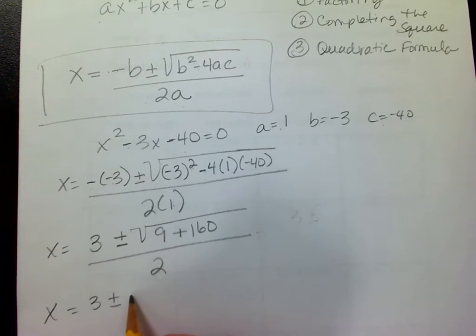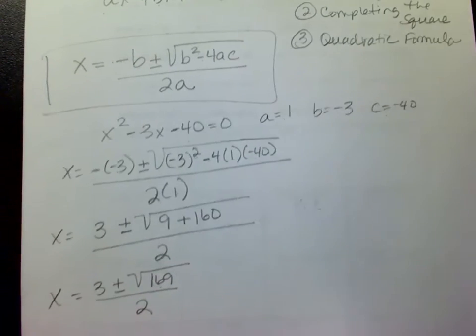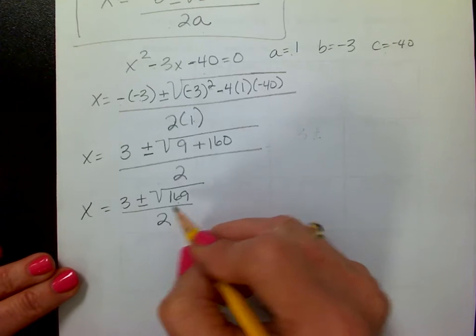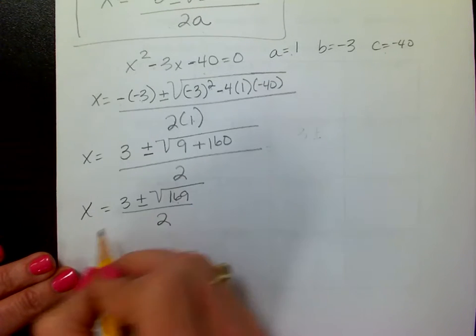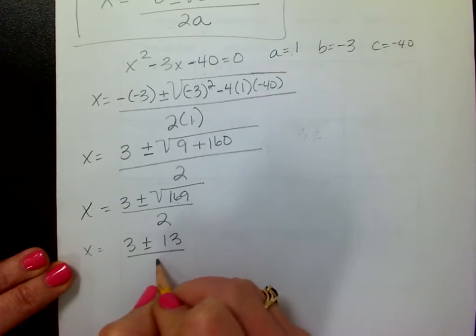Now, 9 plus 160 is square root of 169 over 2. Now, we can simplify this. The square root of 169. 169 is a perfect square. Many of you have the yellow sheet, the perfect square sheet that I gave you. Refer to that. If that's a perfect square, that will then be 3 plus or minus 13 over 2.